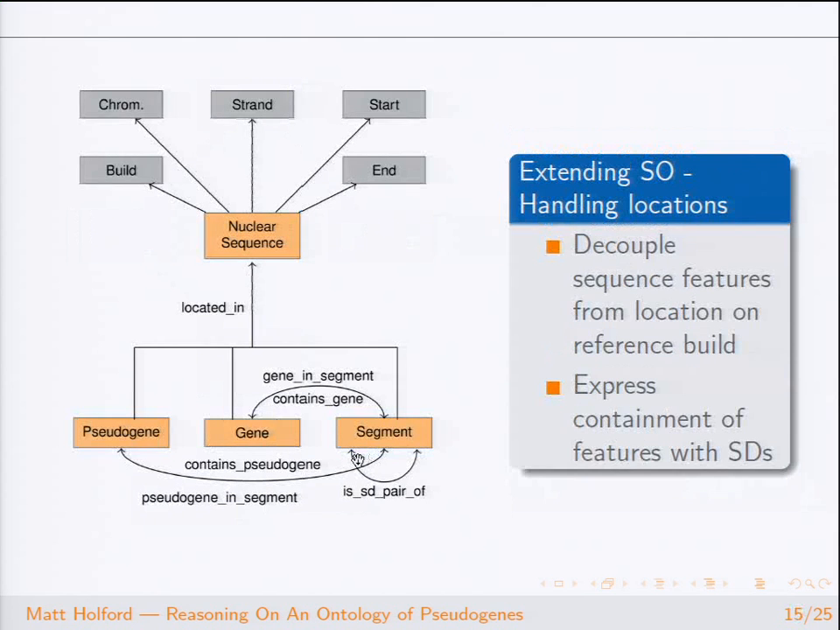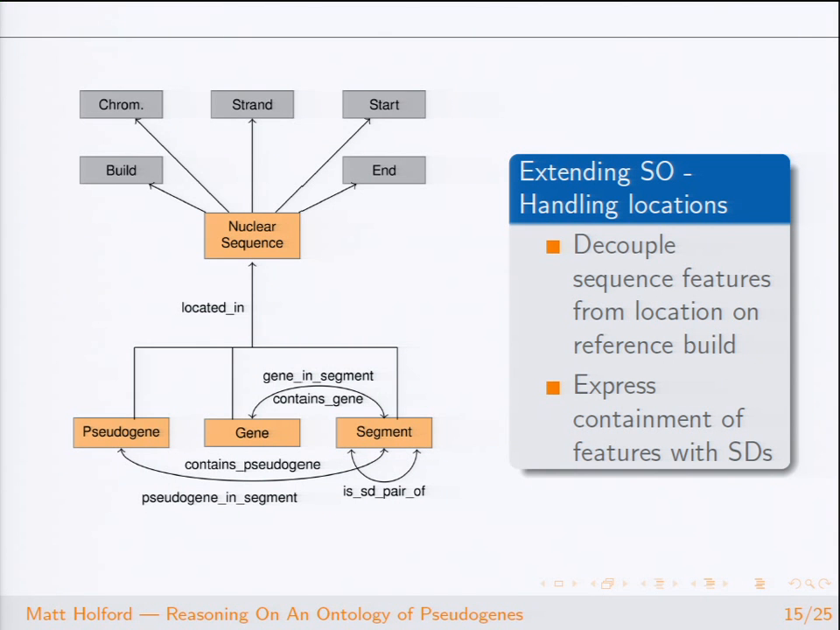The third area of extension is to handle specific location of sequence on the genome. This was discussed in it's really important to be able to decouple sequence features from their location on the reference build. And as we know, the build often changes, so it's also possible to describe individual organisms, of course, with the exact location. Generally, this is typically handled in the database. The Chado architecture has a means of doing this.